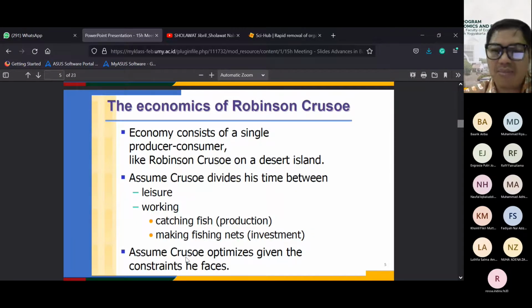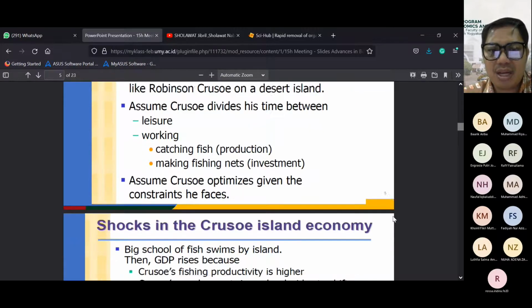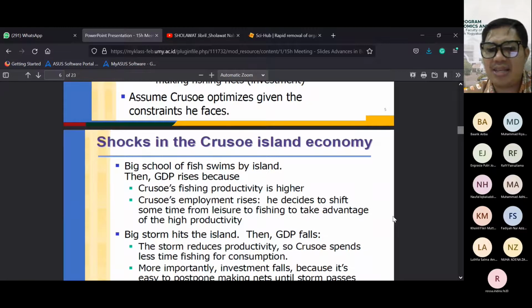Assume Crusoe optimizes given the constraints he faces. So he tries to optimize or increase the number of fish caught and fishing nets made. So it means that the real sector is being promoted by this economy. And the next one is the shocks in the Crusoe Island economy.